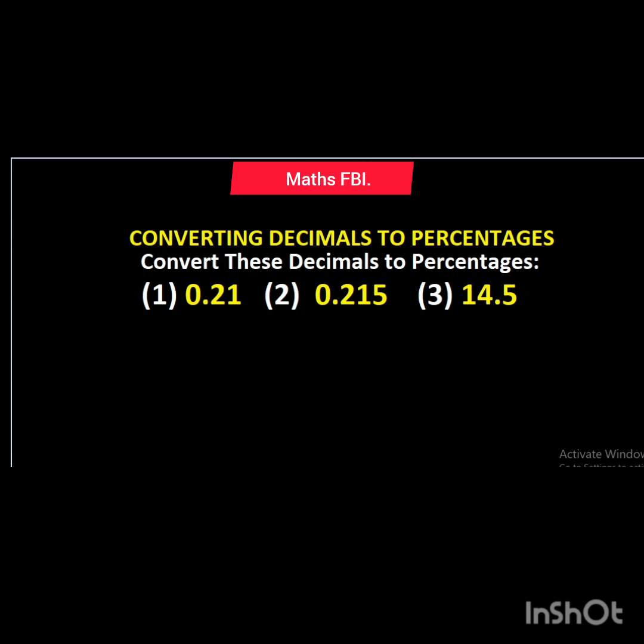At the end of this video, you should be able to convert decimals to percentages. As you can see, we've got three questions here. Question number one is 0.21, which is a decimal. Question number two, 0.215, decimal. Question number three is 14.5, in decimal too. We're expected to convert these to percentages. Our objective is how to convert decimals to percentages.